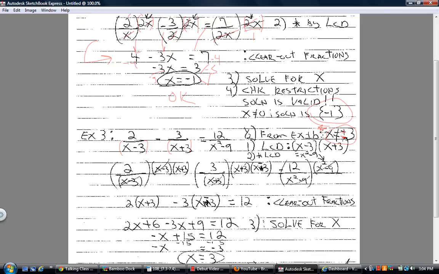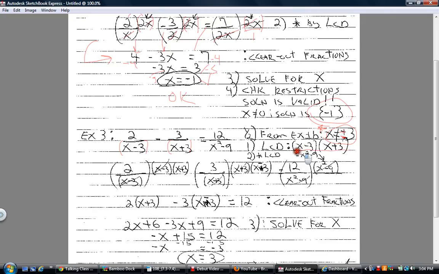Okay, so what's the LCD? Let's go to step 1. Each denominator must be a factor. So x minus 3 and x plus 3 have got to be factors, and x squared minus 9 is the difference of squares, and these are the two factors, so this is the LCD.